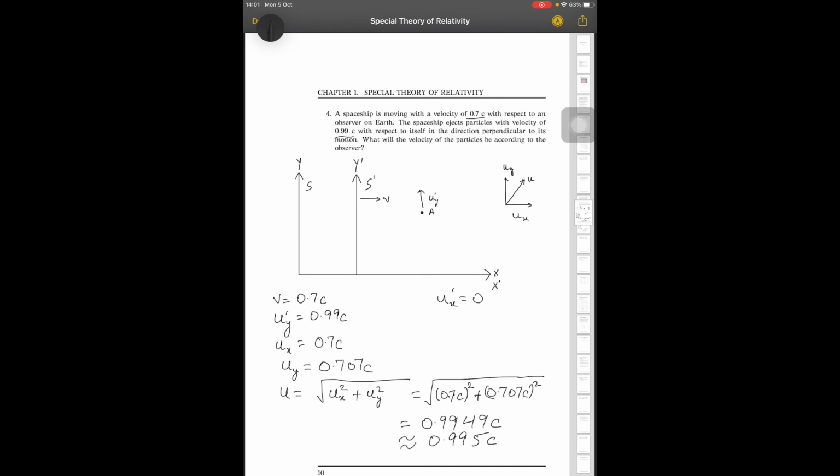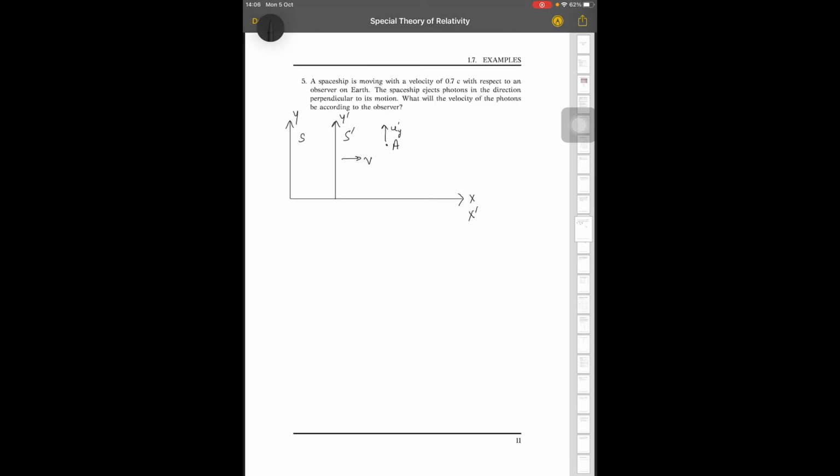Sometimes, to check whether I am using the correct formula, I plug in c as the velocity of the object. Since I know that the velocity of light does not change no matter what initial reference frame we are taking, I should get back c in the answer here in the velocity u. The next question will explain what I mean.